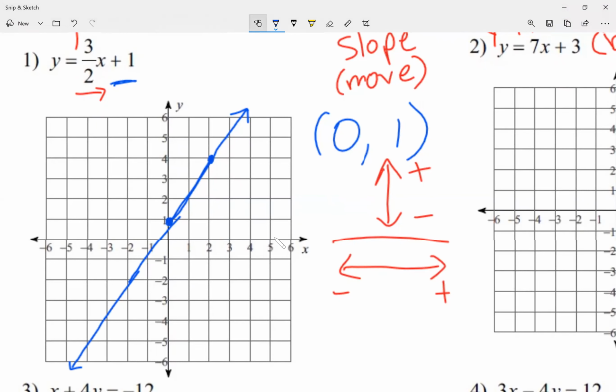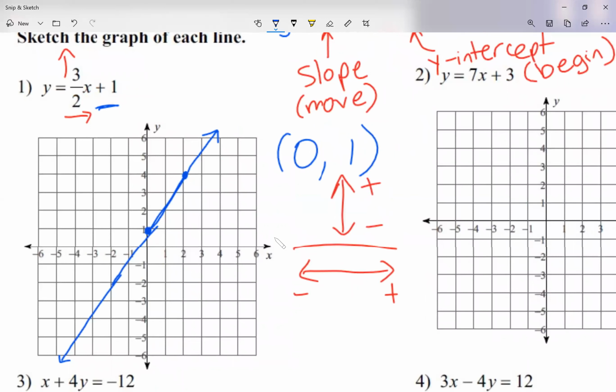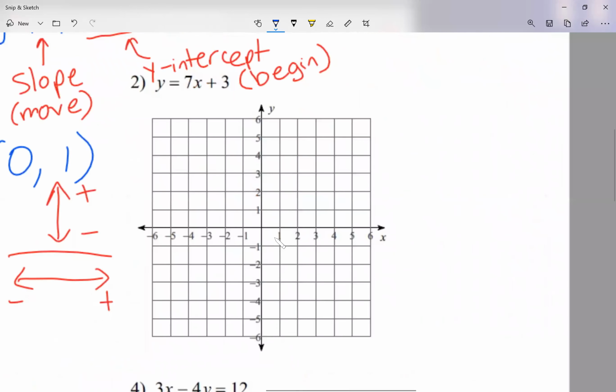So the slope-intercept form has to have the y by itself at the beginning: y equals mx plus b. The slope tells me how to move. The number with the x tells me how to move, and the number by itself, the intercept, tells me where to begin. And I begin somewhere on the y-axis.